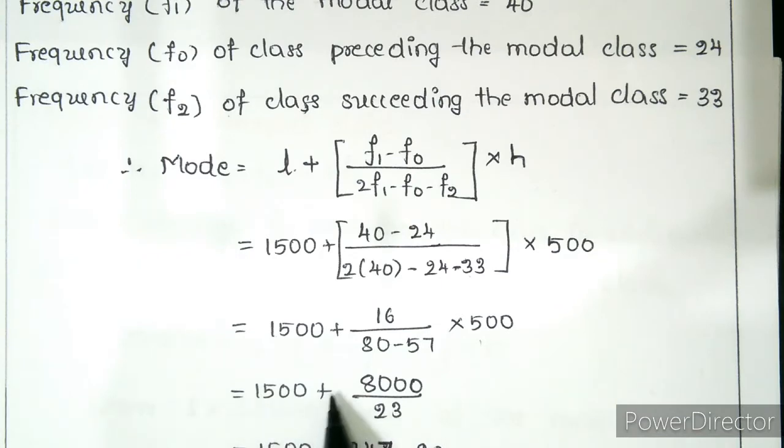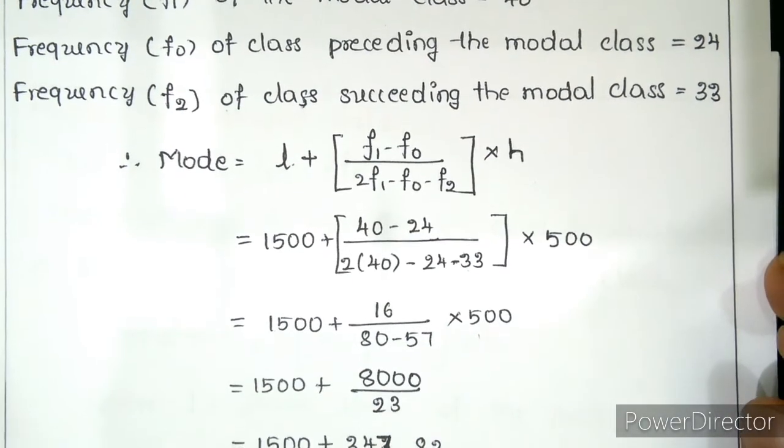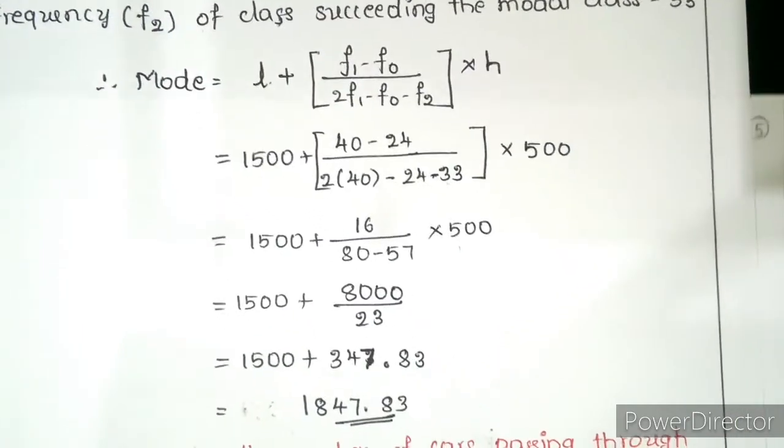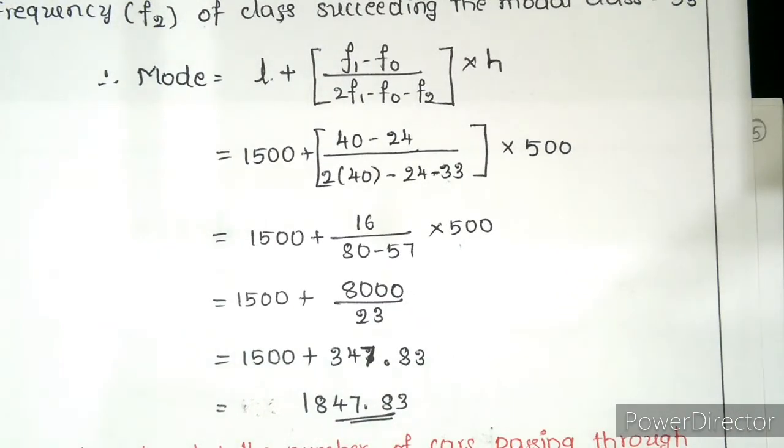So 1500 plus, 500 into 16 you get 8000, divided by 23. 8000 divided by 23 you get 347.83. Add it up, you get 1847.83. So this is the modal expenditure of the family.